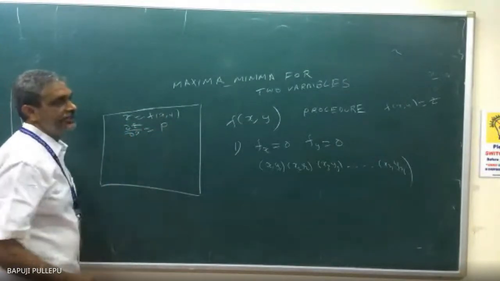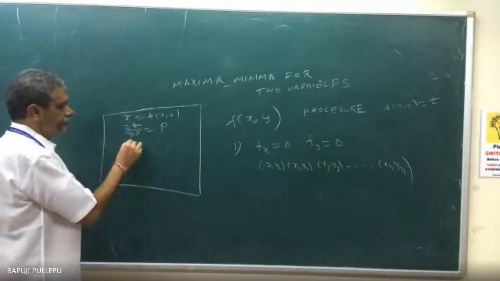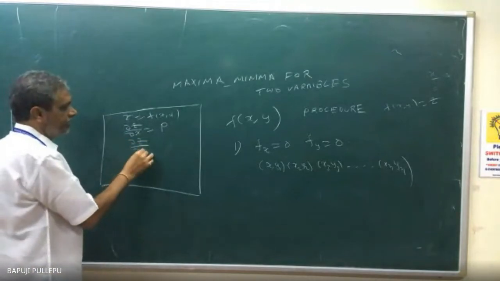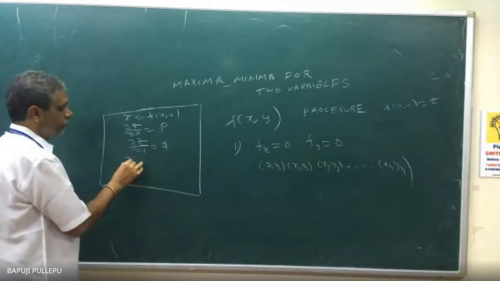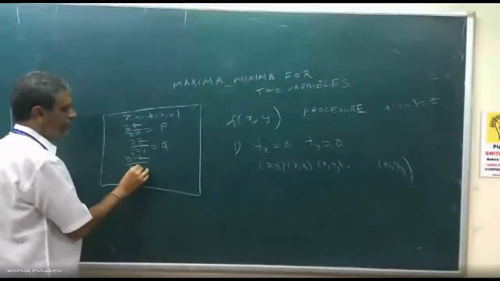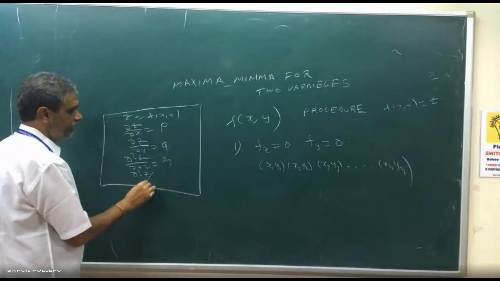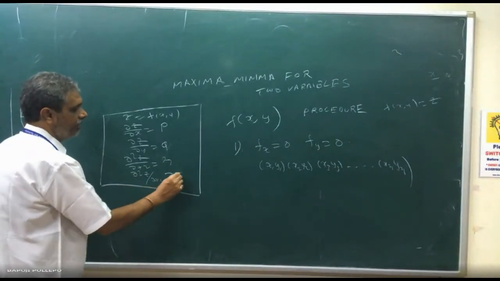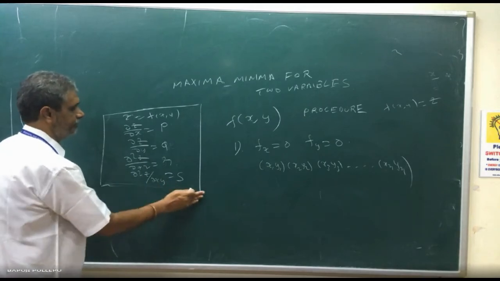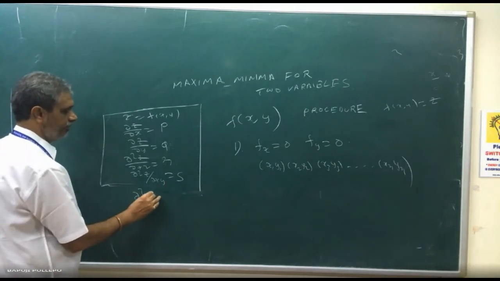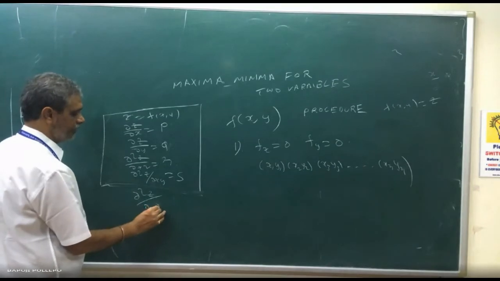Dou z by dou x they will call P. Dou z by dou y they will call Q. Dou square z by dou x square they will call R. Dou square z by dou x dou y they will call S. These are names, actually notations. In third semester it will be useful for you.